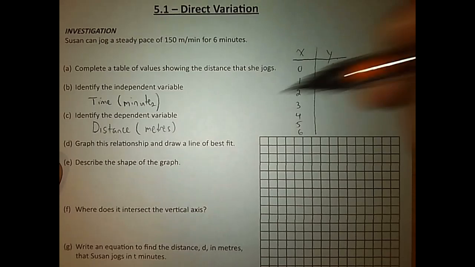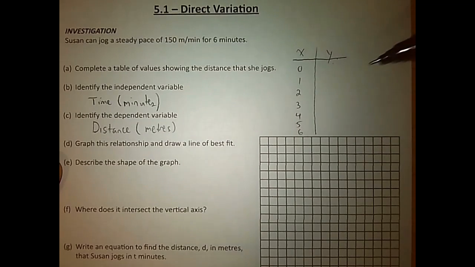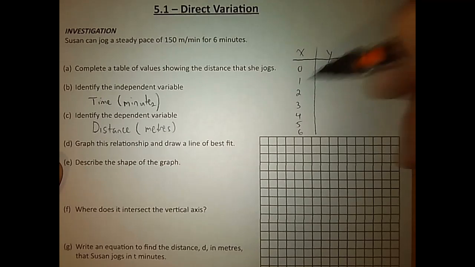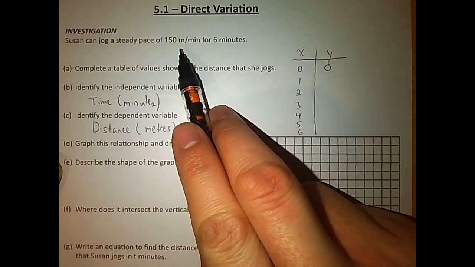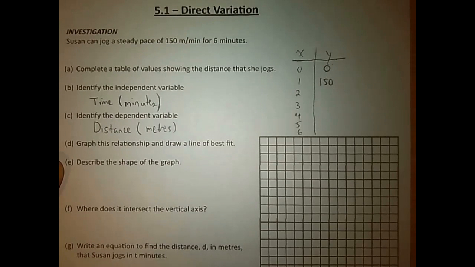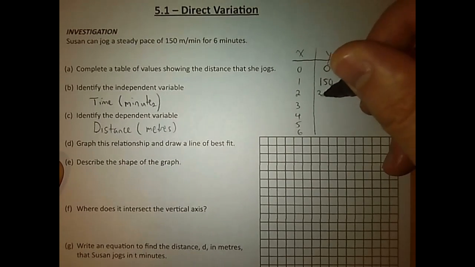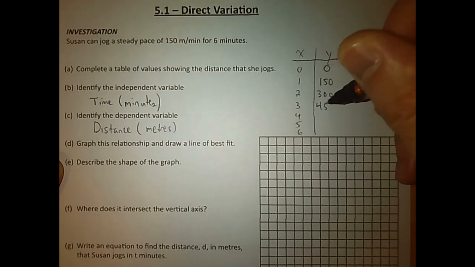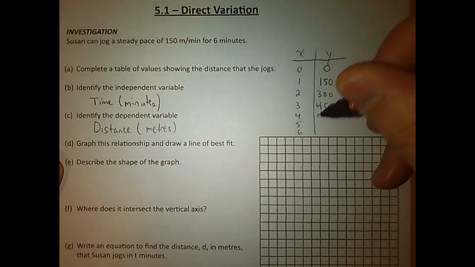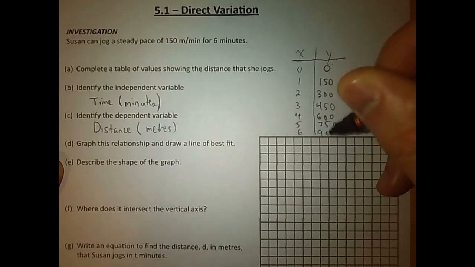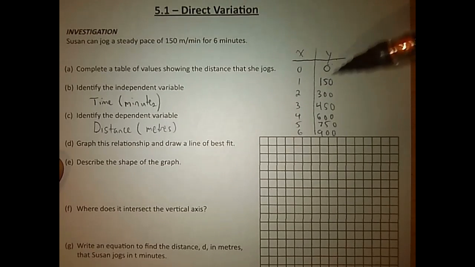So at 0 minutes, how much distance has been traveled? Well, also 0. At 1 minute, we know she's traveling at 150 meters per minute. So at 1 minute, she's traveled 150 meters. After 2 minutes, 300. After 3 minutes, and we're just going up by 150 every time, we get to 450, then 600, then 750, and then 900. So this makes sense because after every minute, she's been traveling 150 meters.